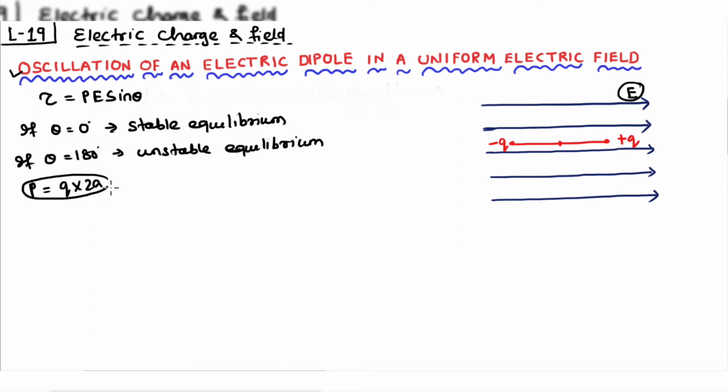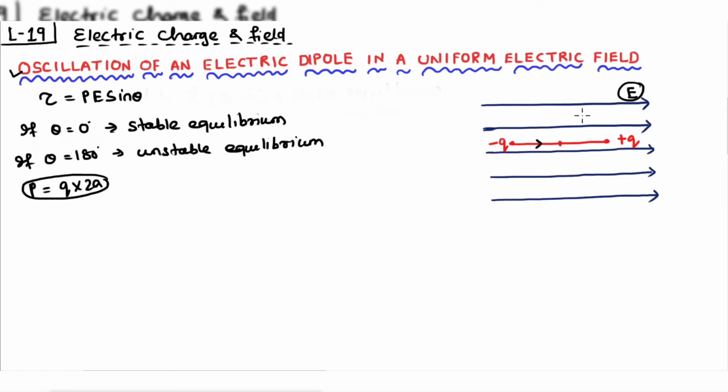Now the dipole is in the stable equilibrium position, because if you look at the diagram here, the dipole moment is parallel to the electric field. We know that the dipole moment is directed from the negative charge to the positive charge. So here the dipole moment P vector is parallel to the E vector, and it is in the stable equilibrium position. So the torque is 0.